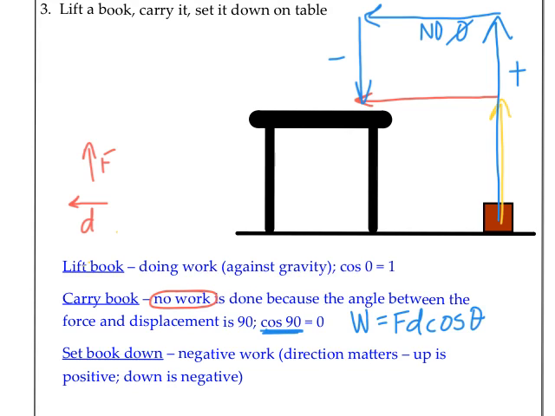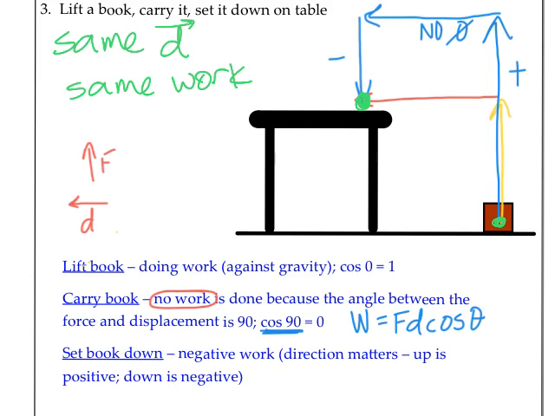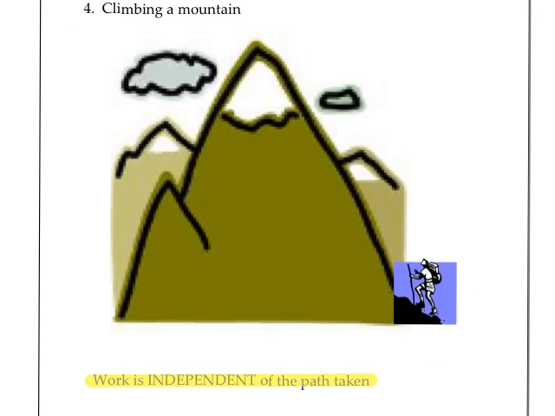So I began in this position. I ended in this position. In both cases, they had the same displacement. So that means the same amount of work was done. And again, we'll go over this again in class so you can actually see an example physically in front of you when we talk about these.